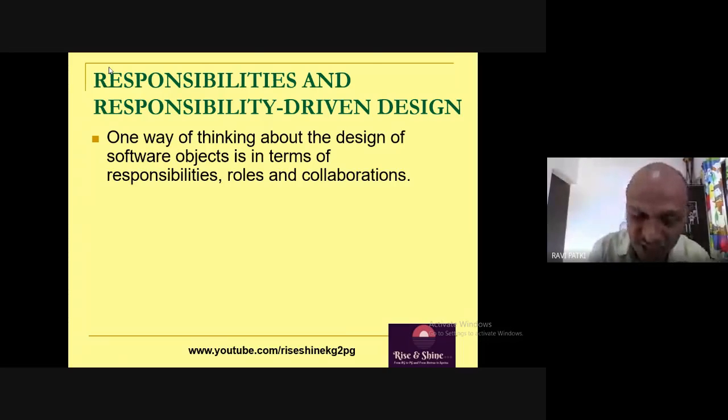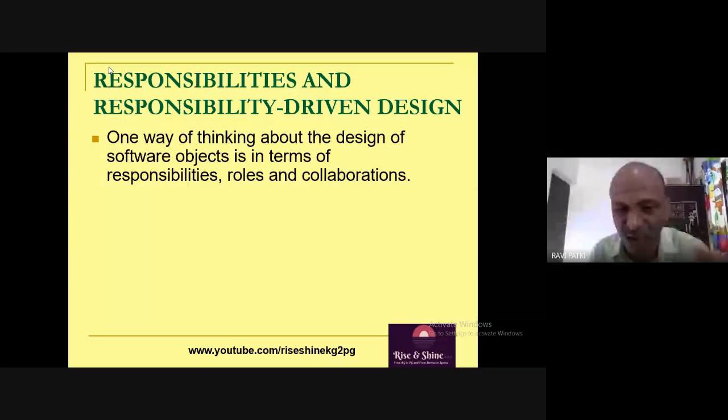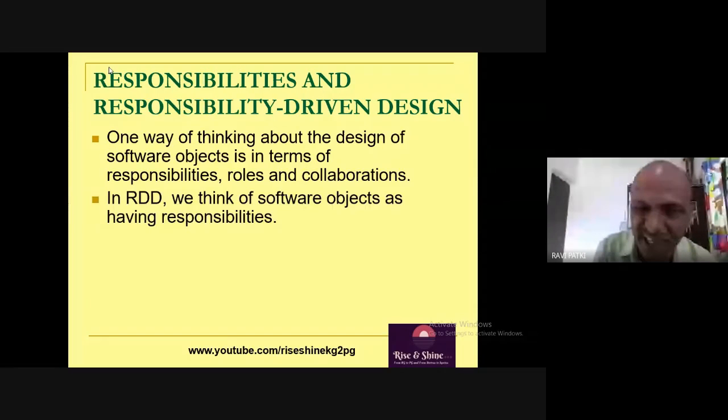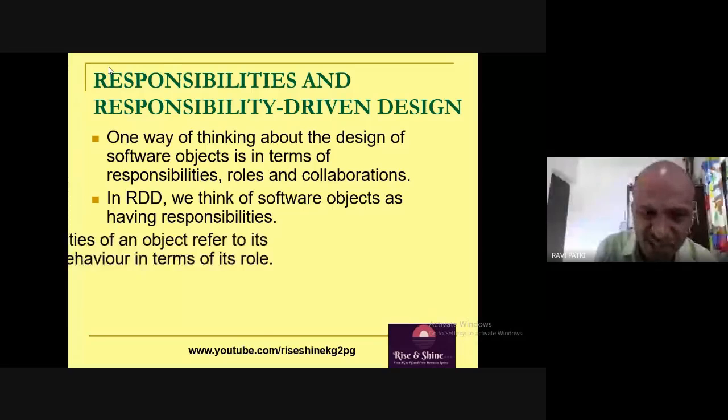I'm using that word: maintainable, extensible, usable. More scope should be there to accommodate business change. So if there is a good design, automatically there is good coding and good software. So design is a base for your software. It should be a good one. And if you want to do good things, obviously we have to follow some principles, and those principles are nothing but the following. So in RDD, we think of software object as having responsibility.